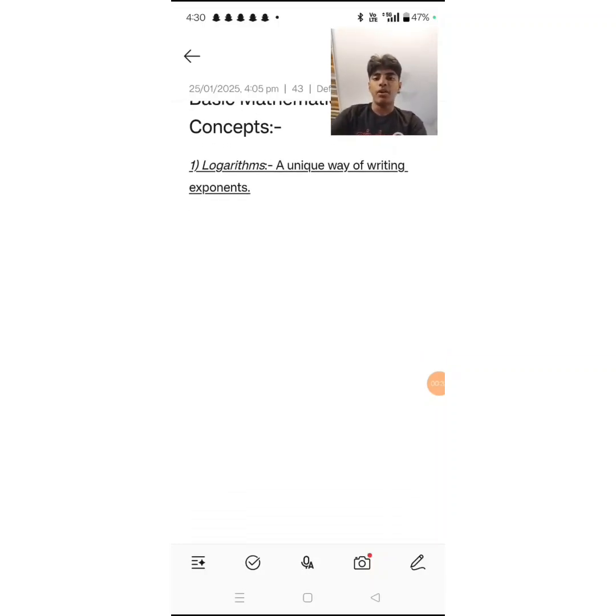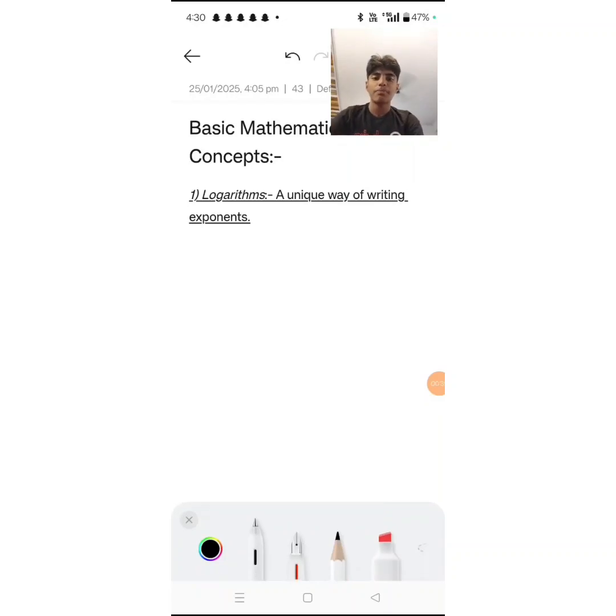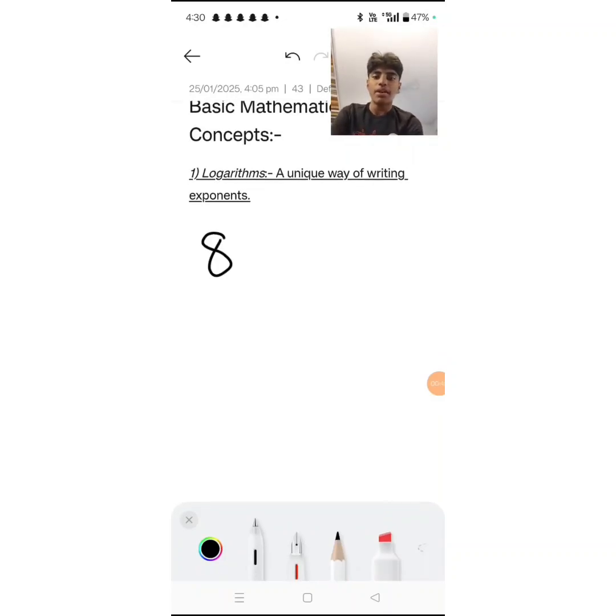First thing we need to remember is logarithms. So logarithms is a part of algebra, technically. It's basically a way you just rewrite an exponent. Like let's say 8, correct? Now 8 can be rewritten as 2 to the power of 3, isn't it? So 2 to the power of 3 is just equal to 8. This is the exponential way of depicting this. But what would be the logarithmic way of depicting this?